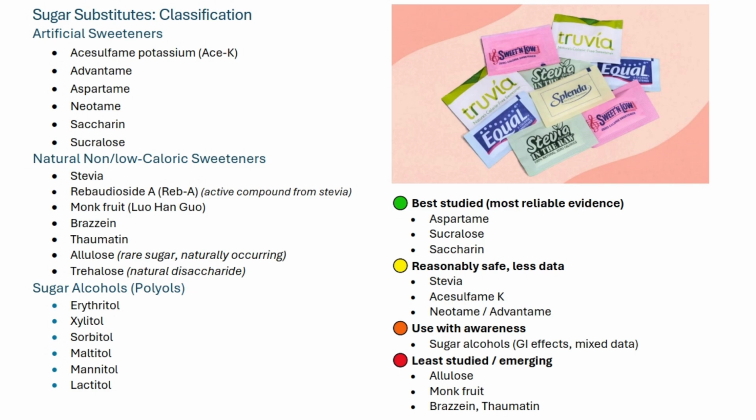Best studied, most reliable evidence: aspartame, sucralose, reasonably safe. Less data: stevia, acesulfame K, neotame, advantame, use with awareness. Sugar alcohols: GI effects, mixed data. Least studied, emerging: allulose, monk fruit, brazzein, thaumatin.